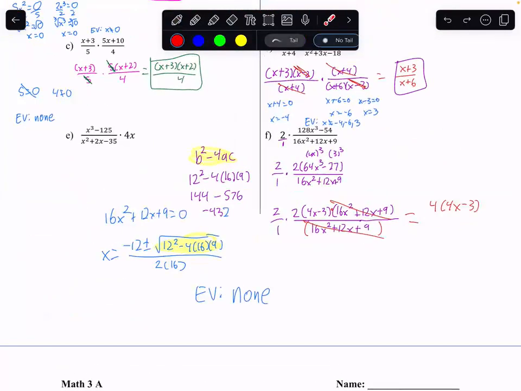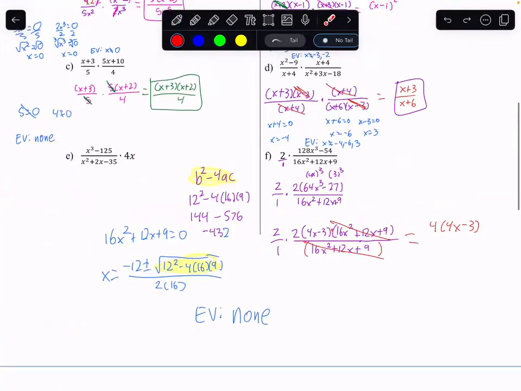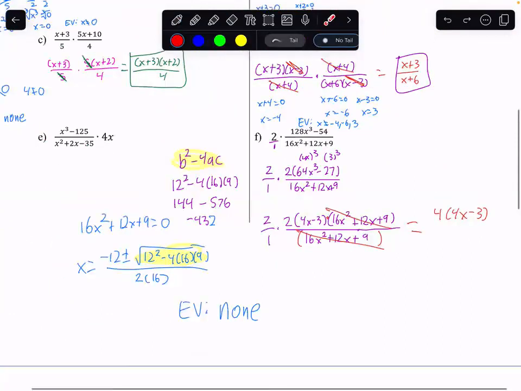Okay, we're gonna skip part E. If it's something you want to do for practice, the answer will be on Canvas. Okay, let's go ahead and turn to the back, please.